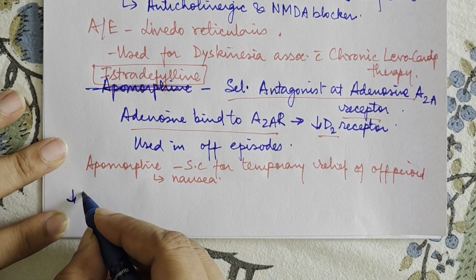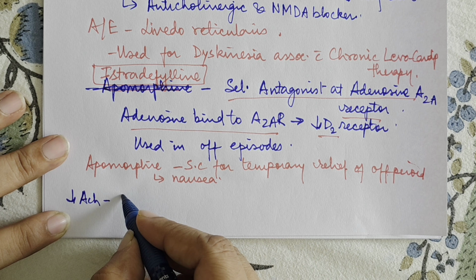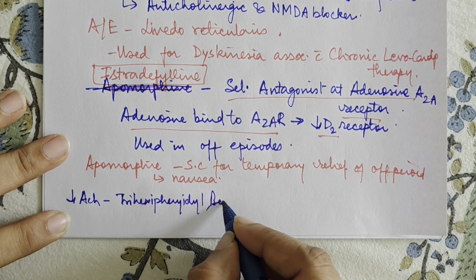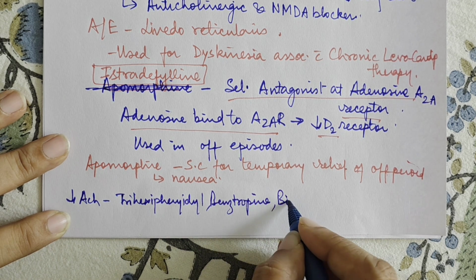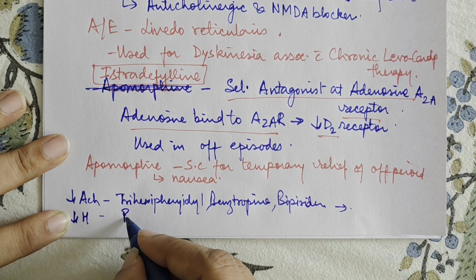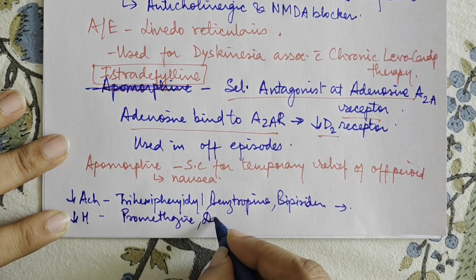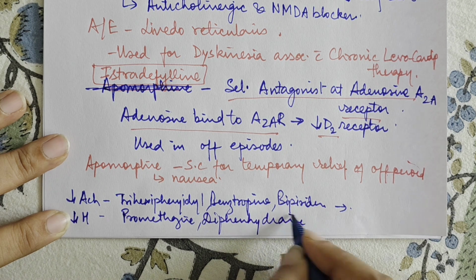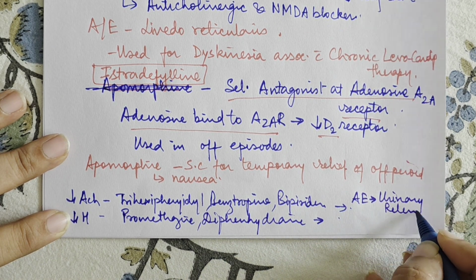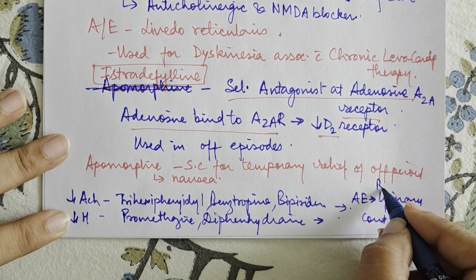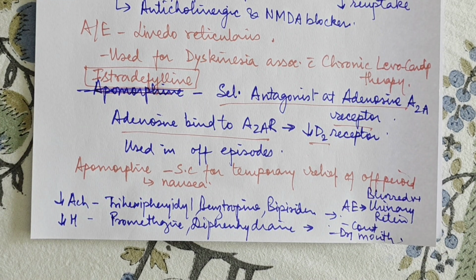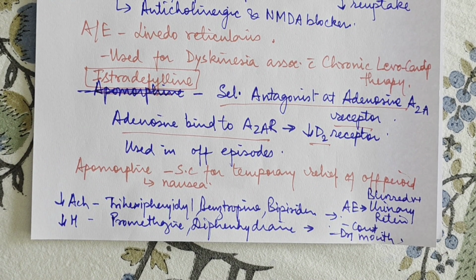Then drugs which inhibit the acetylcholine in the brain. What are they? I have given you the names also. So these drugs: trihexyphenidyl, benztropine, piperidine, they are used. Then we can also have drugs which are antihistaminergic like promethazine, then diphenhydramine. They are also used. But these drugs have their adverse effects. What are they? Urinary retention, constipation, blurred vision, and dry mouth. The 4 side effects of anticholinergic drugs: dry mouth, blurred vision, constipation, and urinary retention. So they are seen with the anticholinergic drugs.